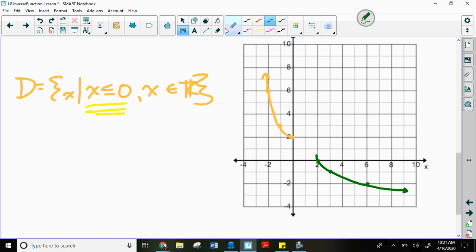Now I'm just going to erase the top of it. Oh, yeah. That's good. So we've created another function by restricting the domain x is less than or equal to 0.